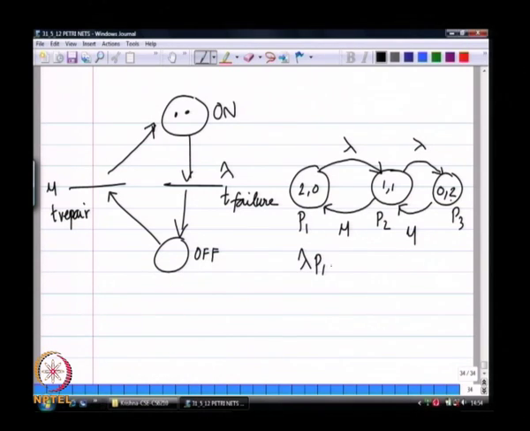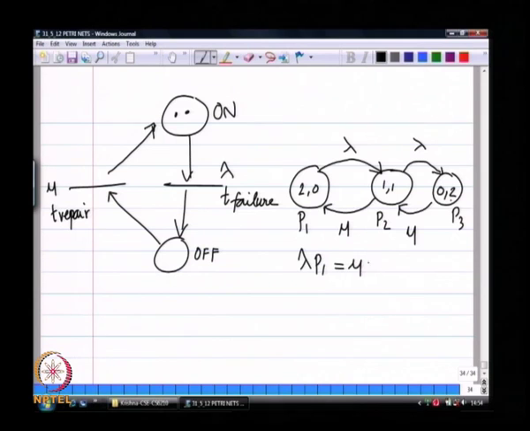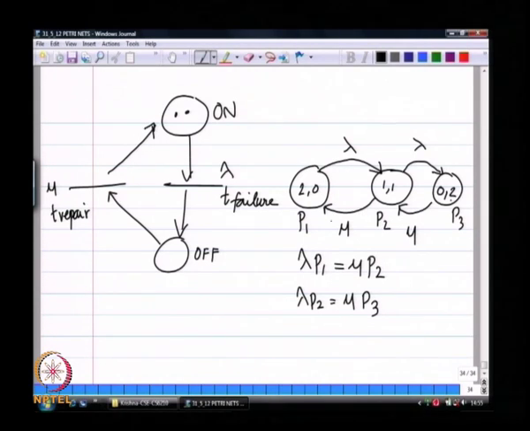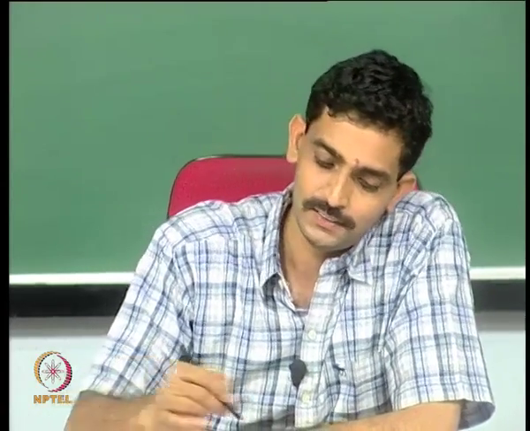So lambda P1 equals mu P2, and then lambda P2 equals mu P3. The rate of leaving is lambda into P1, and the rate of entering the state is from P2, the rate is again mu, and the probability of being in the state is P2, therefore lambda P1 equals mu P2. Likewise lambda P2 equals mu P3. These are the 2 equations that we have. Any other equation possible? We only have 2 equations, right. So can we solve for P1, P2, P3?